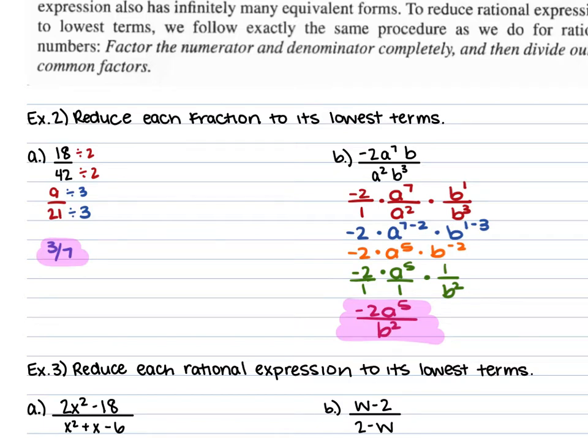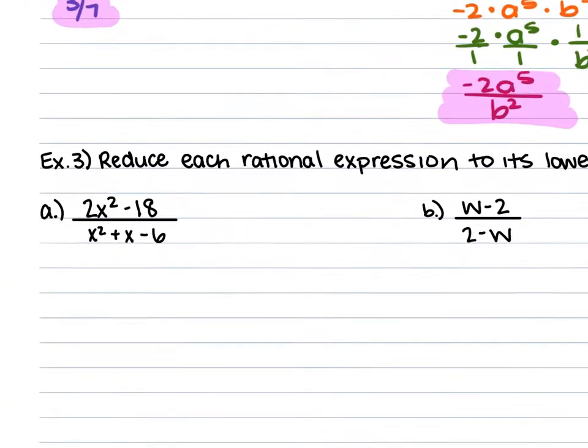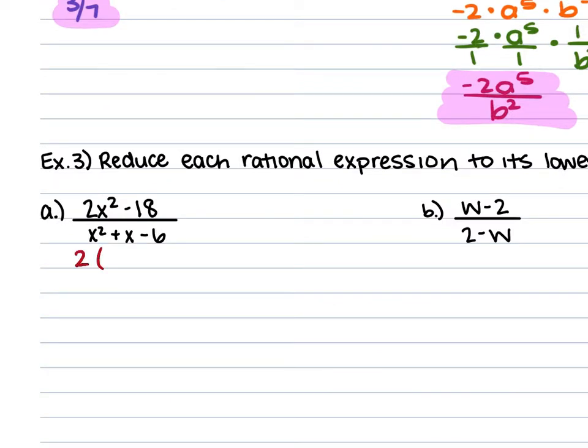Another way to reduce these rational expressions to lowest terms is looking at your expressions or your fractions that have variable expressions included in them. If we look at example A, we're given 2x squared minus 18 all over x squared plus x minus 6. So now you have to think about factoring. If you look at the top, the numerator, you have 2x squared minus 18. You have a greatest common factor of 2 there. So you can factor out the 2. You'd have 2 times x squared minus 9.